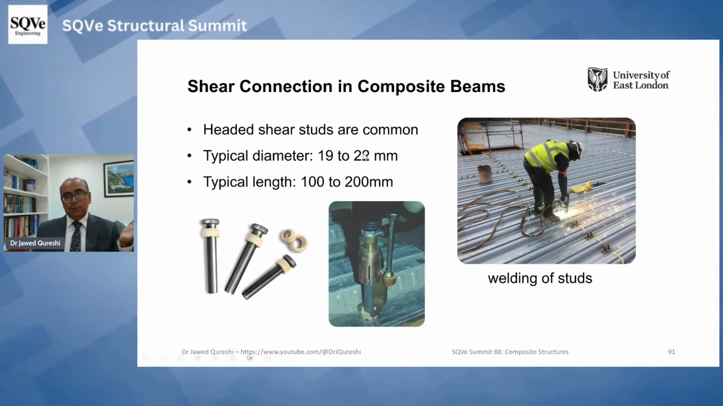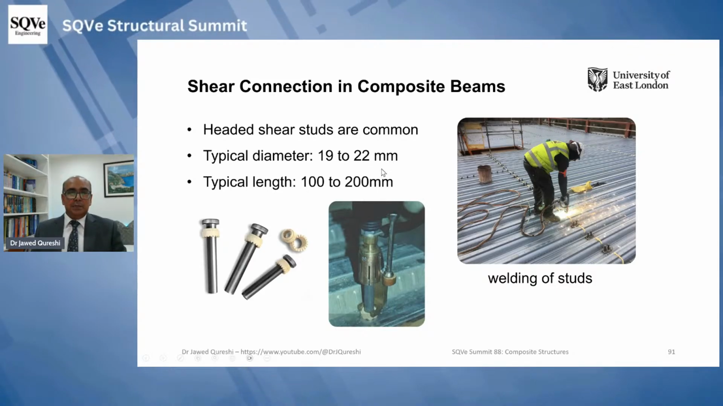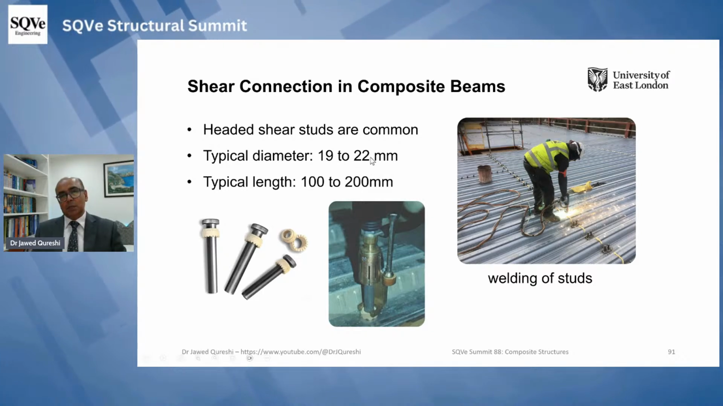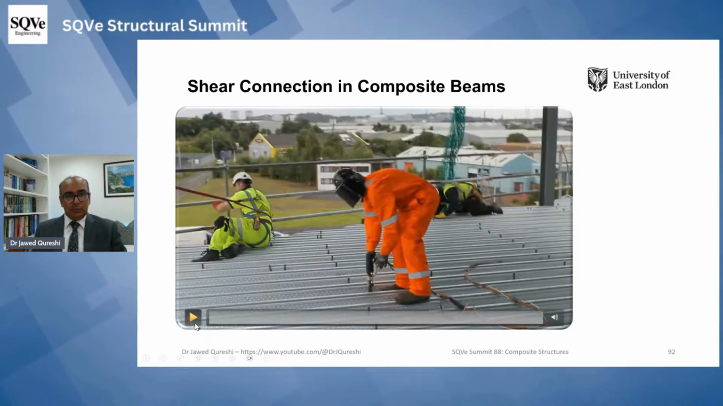In Eurocode 4, which is the code for steel concrete composite design, the diameter should not exceed 22 millimeter. I think in bridges they use 25 millimeter and 30 millimeter as well. But I'm not sure what design codes they use. Here I would like to show you this quick video where you can see welding of this shear stud. This person is going to fall as well.